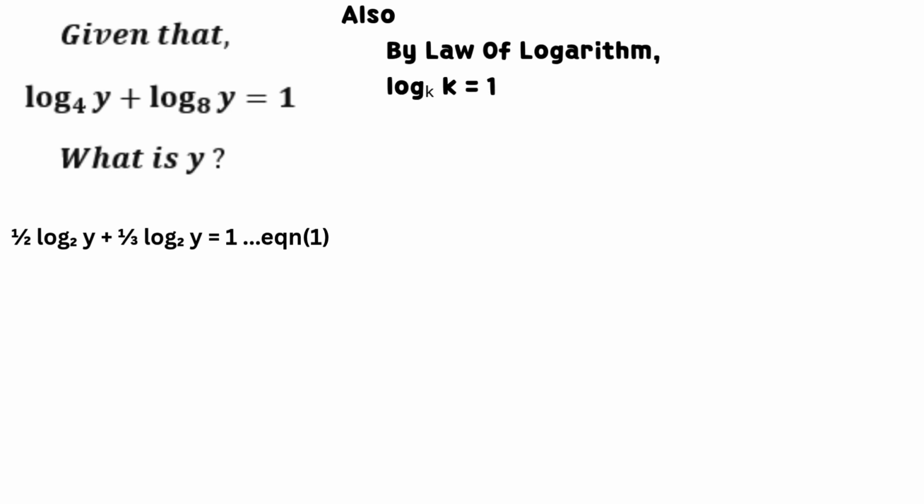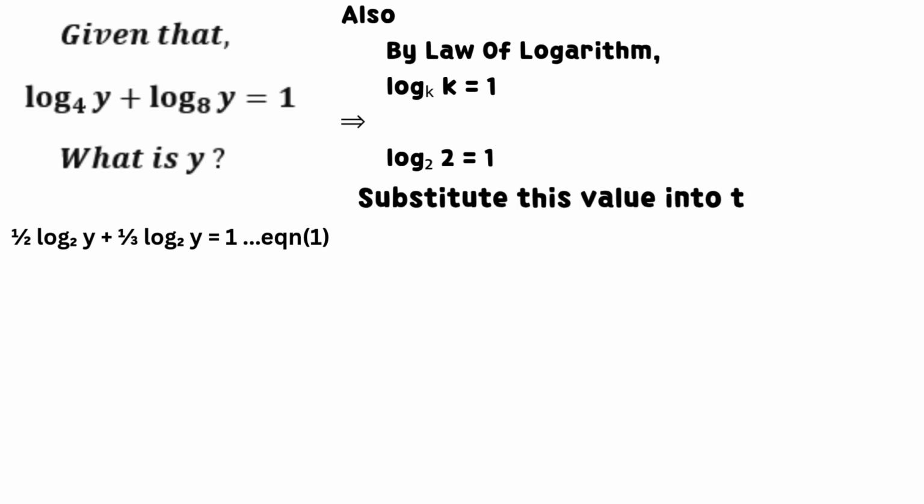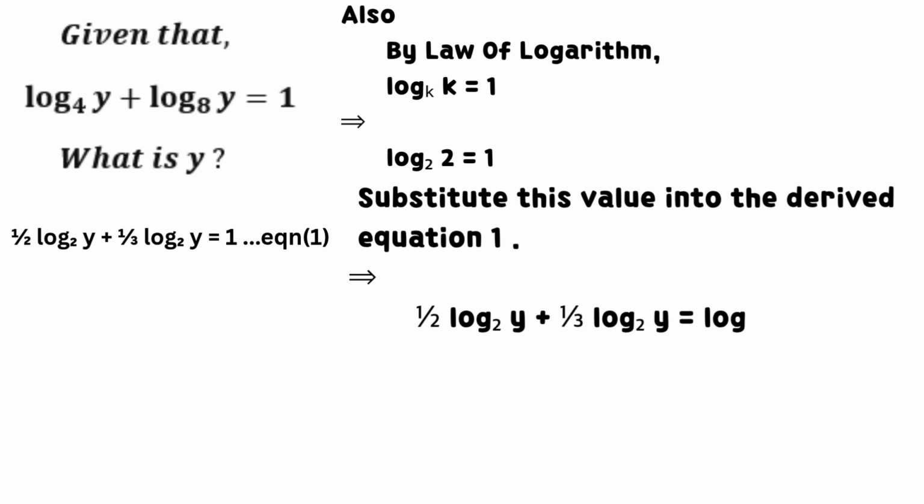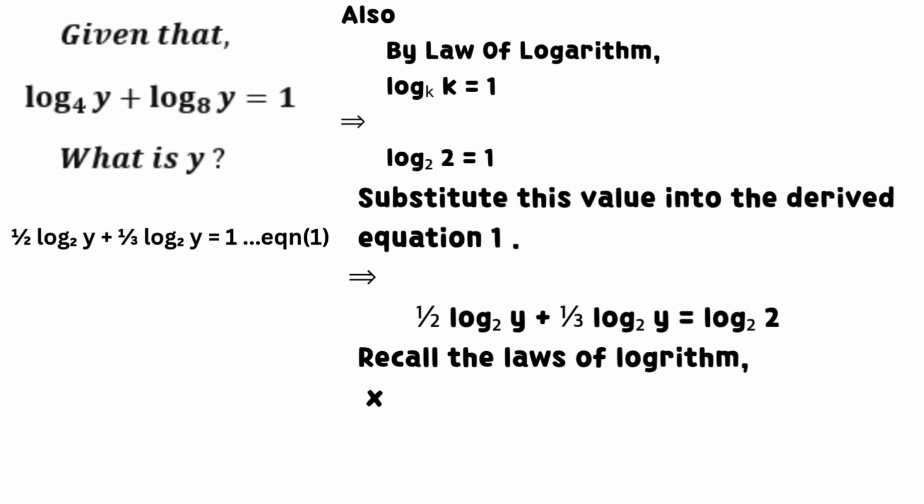Also, by the law of logarithm, log k to base k is equal to 1. It follows that log 2 to base 2 is equal to 1. Substitute this value into the derived equation 1. This implies that the sum of half times log y to base 2, and 1/3 times log y to base 2, equals log 2 to base 2.